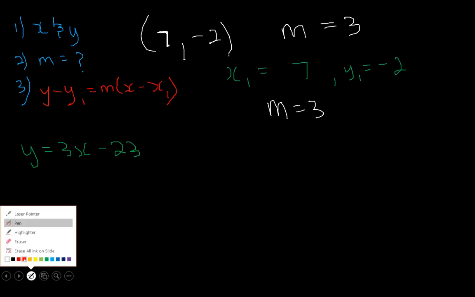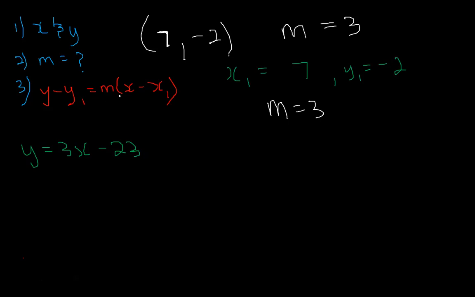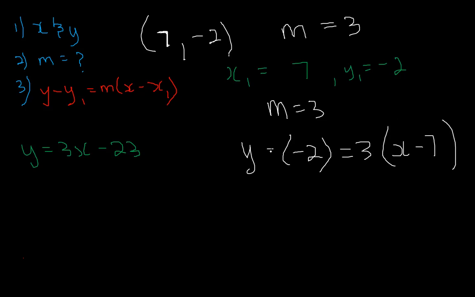Then we use the formula right up here. Y minus y1 is equal to m in brackets x minus x1. We leave the y. Minus y1 is minus 2, so that's minus minus 2. Don't let them trick you. M, we said that's 3. So we put the 3 right there. Put back the x minus x1, 7. A minus and a minus is a plus.